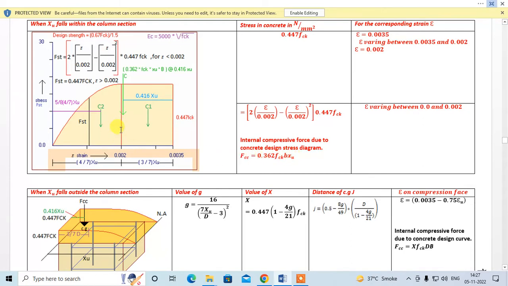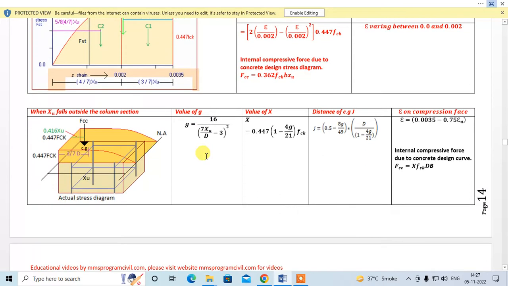And now, seeing this figure, we know that the stress from strain 0.002 to 0.0035 is going to be 0.447 fck, and after that the stress varies parabolically. So if you know the strain, you can find the stress, right? Just put the value of strain in this formula and you can find the corresponding stress for that strain. So this is the case when the neutral axis falls within the cross section. You can find FCC using this formula.